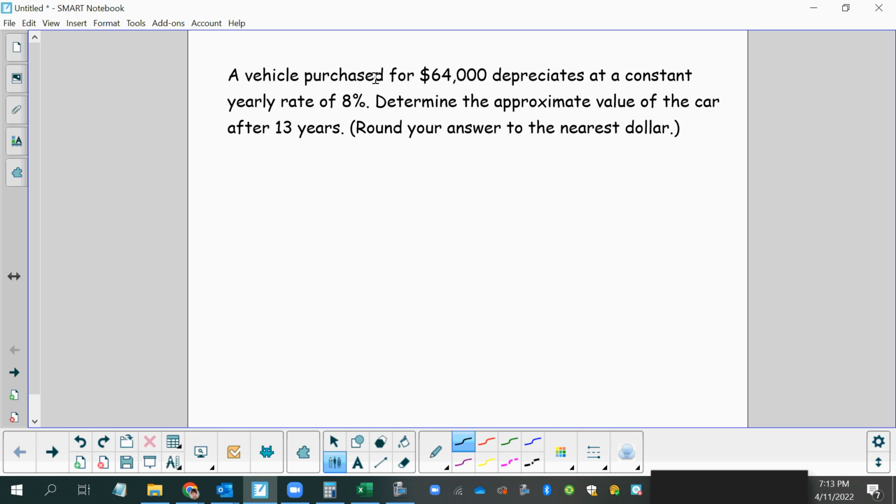A vehicle purchased for $64,000 depreciates at a constant yearly rate of 8%. Determine the approximate value of the car after 13 years and round your answer to the nearest dollar. All right, so the first thing we want to notice is that what we're looking for is a future value based on a starting value that's going to decline as time goes on.